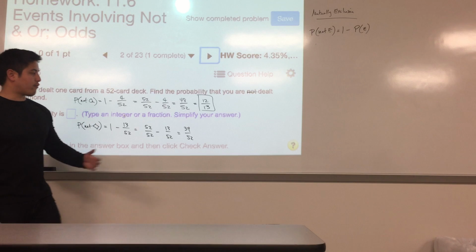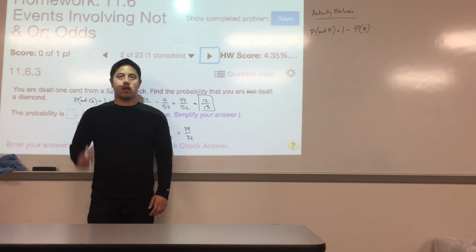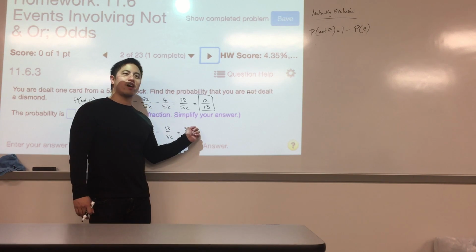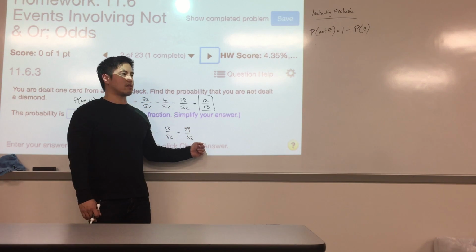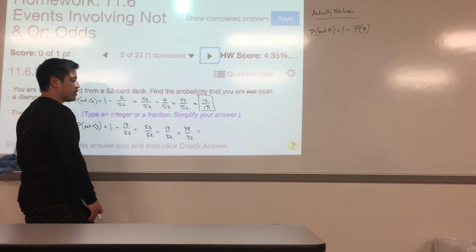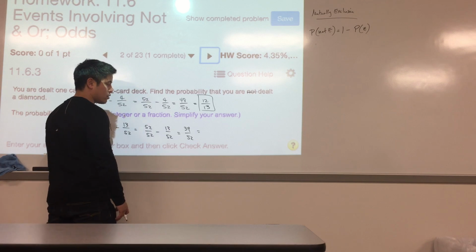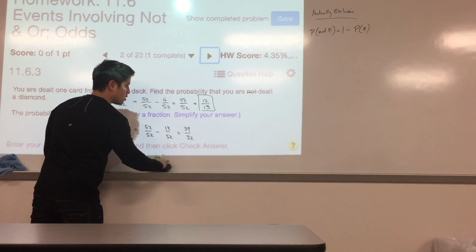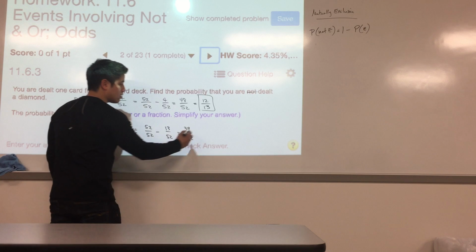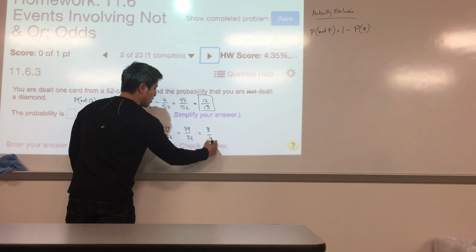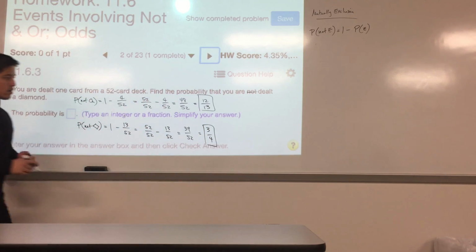Couldn't you just say from the very beginning, if I don't want diamonds, how many cards are left? 52 minus 13, which is 39 out of 52. Does that make sense, guys? Okay. So then what do 39 and 52 have in common? 13, you guys are absolutely right. So it's 3 out of 4. Does that make sense? Okay, good job.